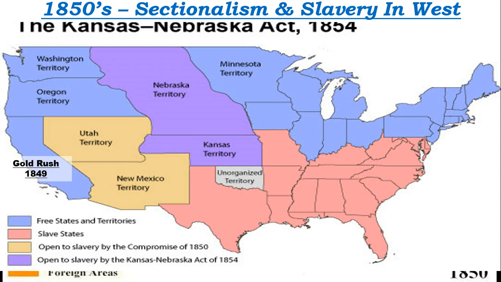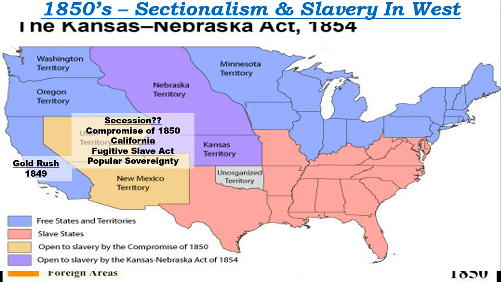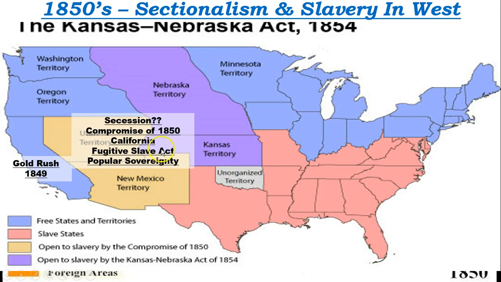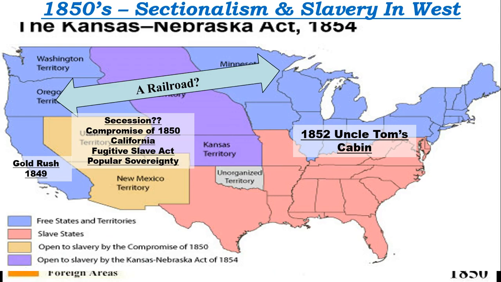California wants to become a state, and it does so because there's a massive gold rush and population boom there, but it does so only because of the Compromise of 1850: a free California, a big debate, the Fugitive Slave Act. Northerners have to help bring runaway slaves back into the South. Northerners are very irritated about that, and popular sovereignty rules out in these territories.